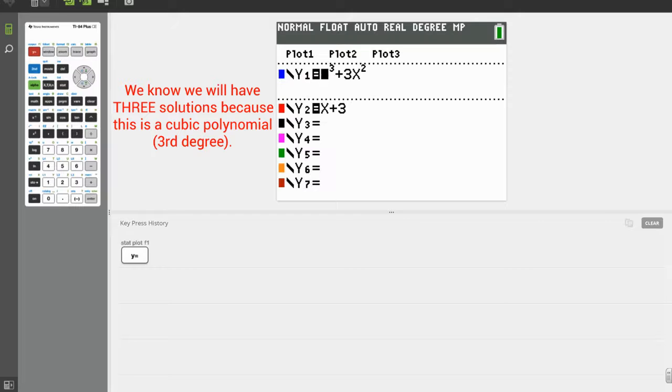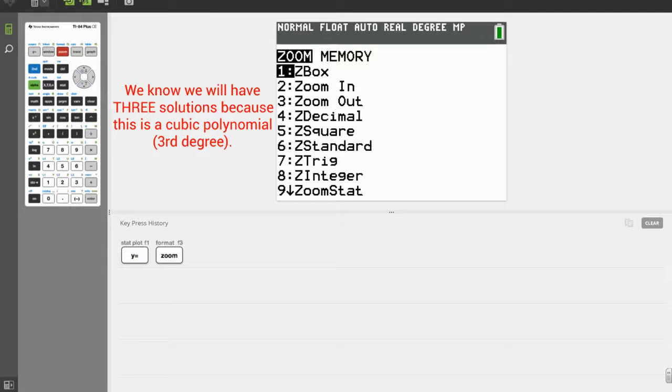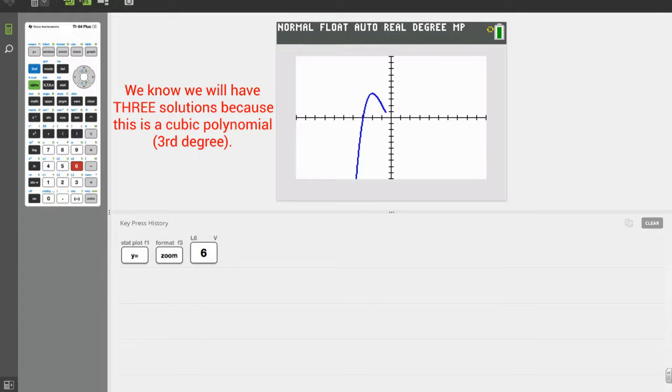We're going to go to y equals, and we're going to put both of those in as I have already done. All right, now we're going to do zoom 6 for a standard window. And we're going to just calculate the intersection point. So we should have three solutions because we have 3 intersection points. 1, 2, 3.